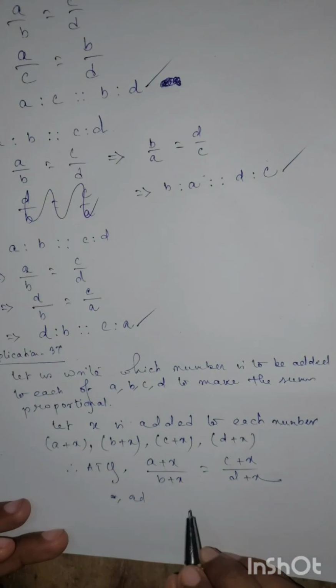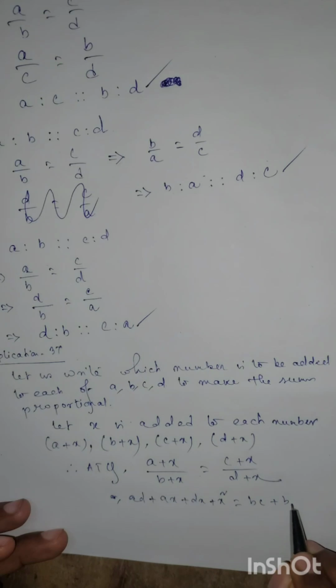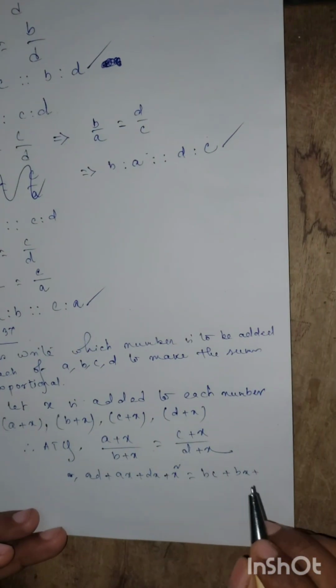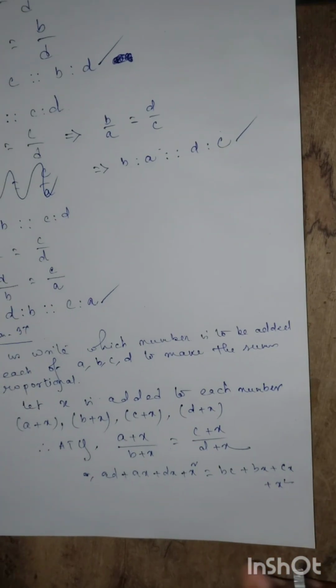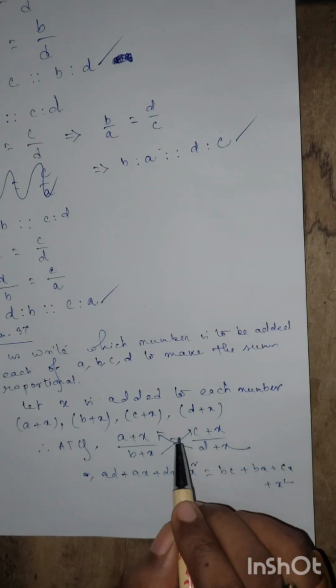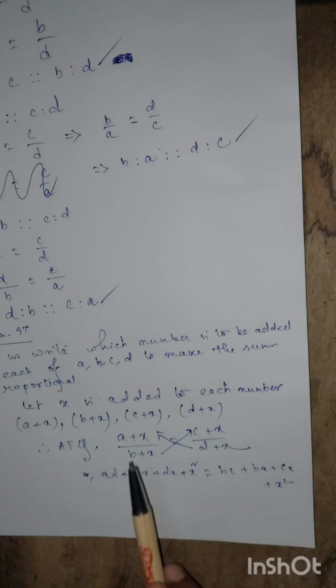AD plus AX plus DX plus X square, and BC plus BX plus CX plus X square. So I hope you are able to understand the multiplication. Okay, this is showing the direction of multiplication. This thing is multiplied to this and this thing is multiplied to this, so we are getting this equation.